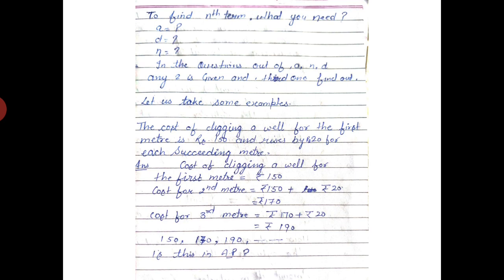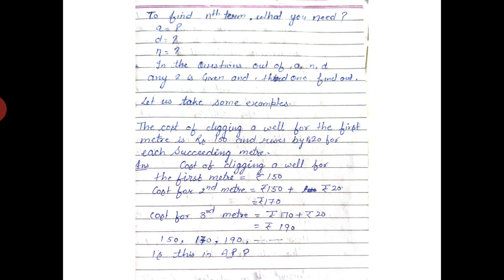In exercise 5.1, to find the nth term, you need three things: the first term, the common difference, and the number of terms n. In the questions, out of these three, only two are given and the third one we have to find out. Let us take some examples to check whether the questions are in AP or not.